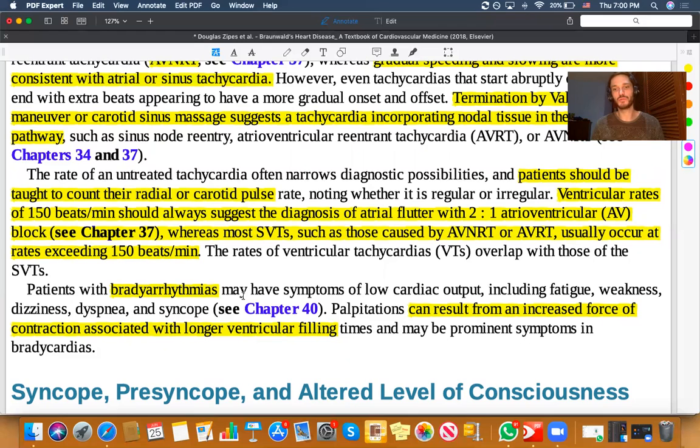Bradyarrhythmias may also produce palpitations. Why? Because you have an extended ventricular filling, which means more volume ejected, generating this palpitation.